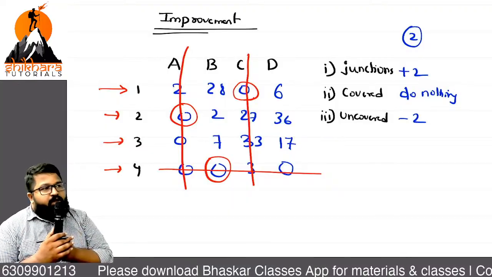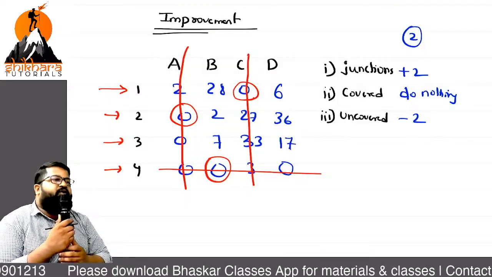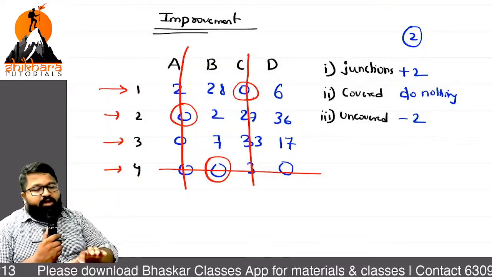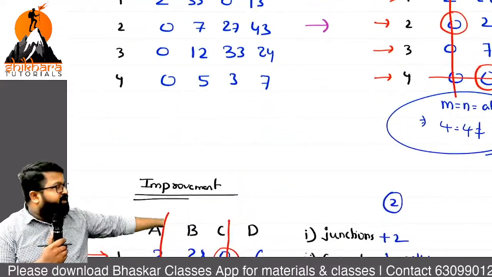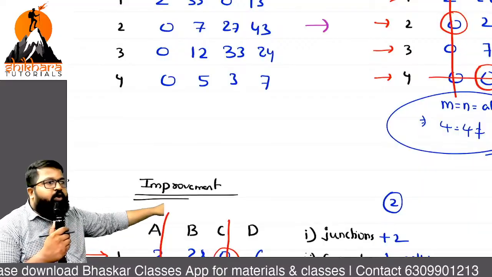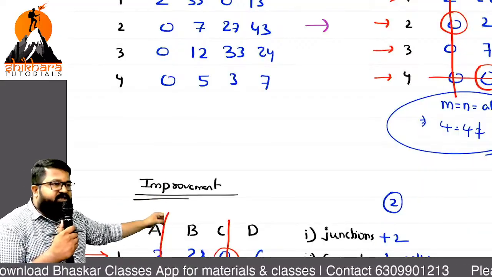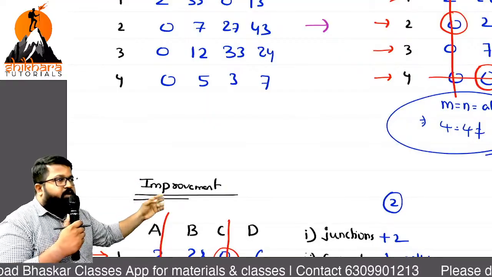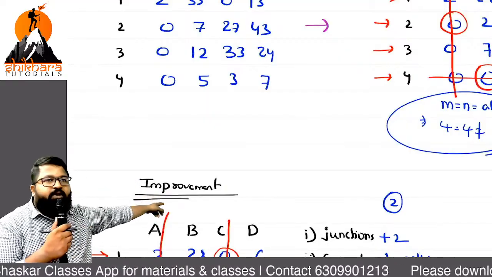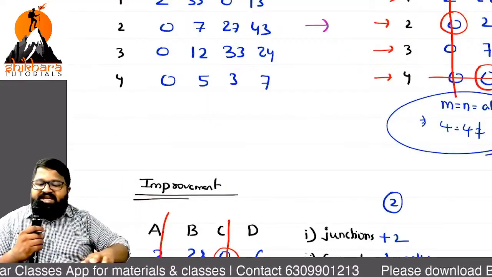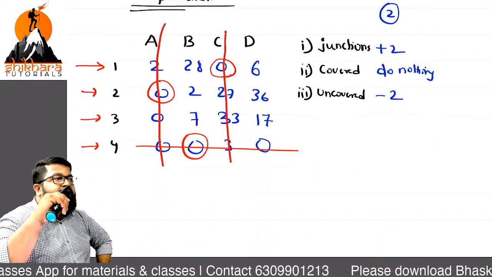Am I clear? At the improvement step, what are we doing? When we are not in a position to reach optimality, what is the test? M equal to N equal to the number of allocations. If you are reaching that, the answer is done. But if you are not reaching that point, we go with the next step. What is that next step? We are going with the improvement.